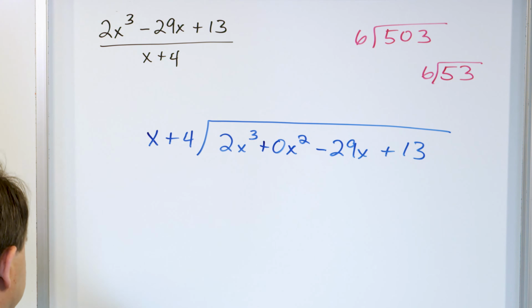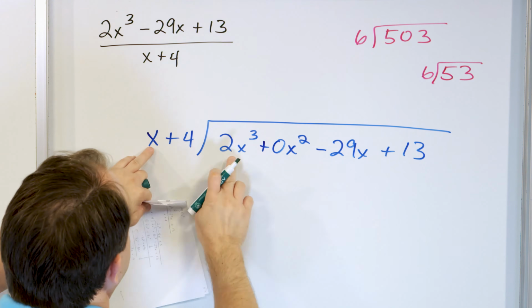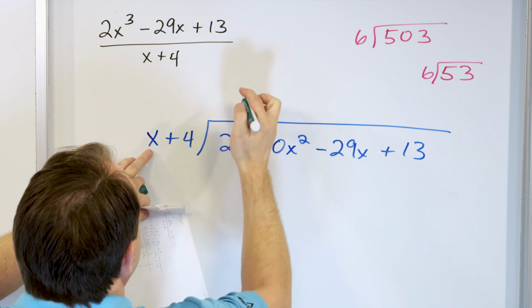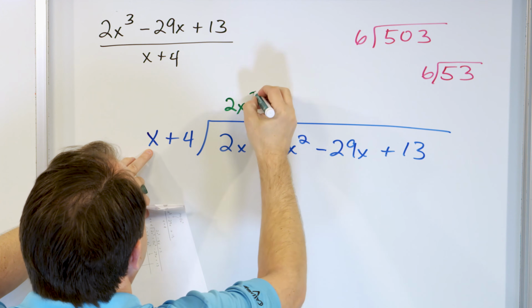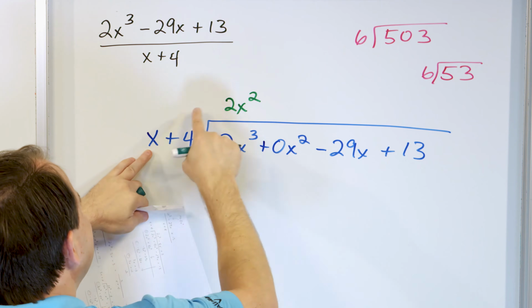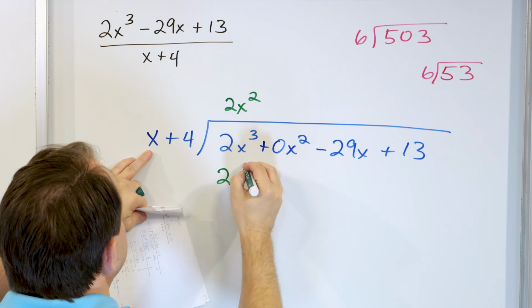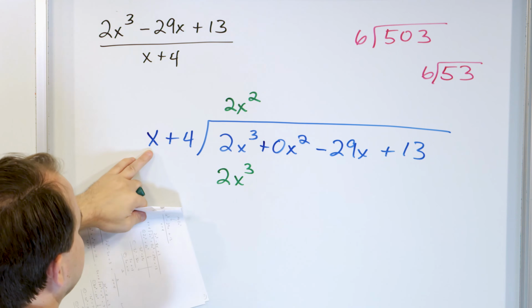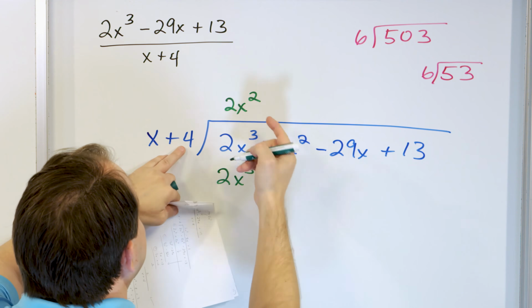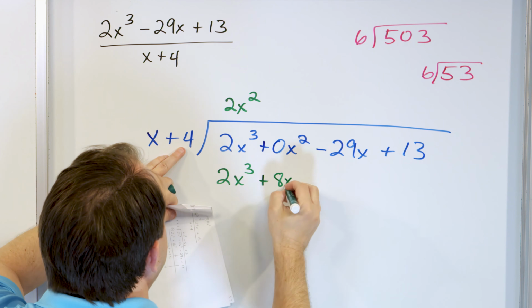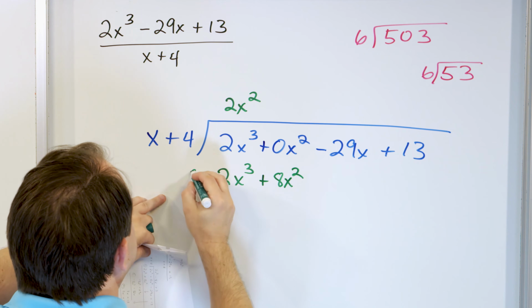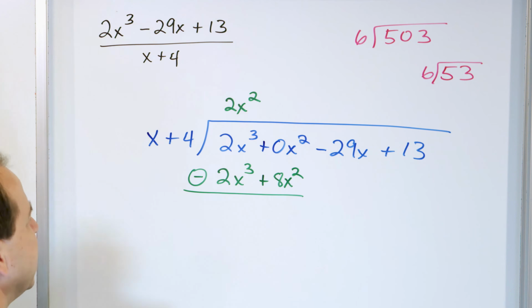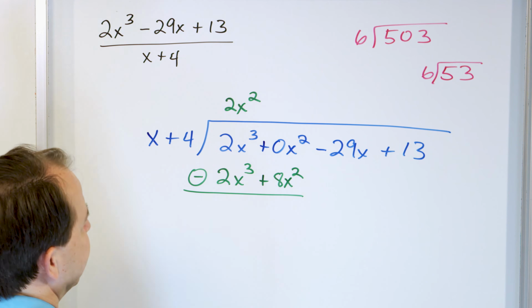All right, so now what we're going to do is we're going to say x times what is 2x cubed. I'm going to have a 2 here, and I'm going to have 2x squared here. Why? Because this times this gives me 2x cubed. 2 times 1, and then x squared times x. And then I have to multiply times the 4, so I'm going to get an 8x squared. And then I have to put a minus sign there. I'm circling it, so I remind myself, subtract these, I get 0.